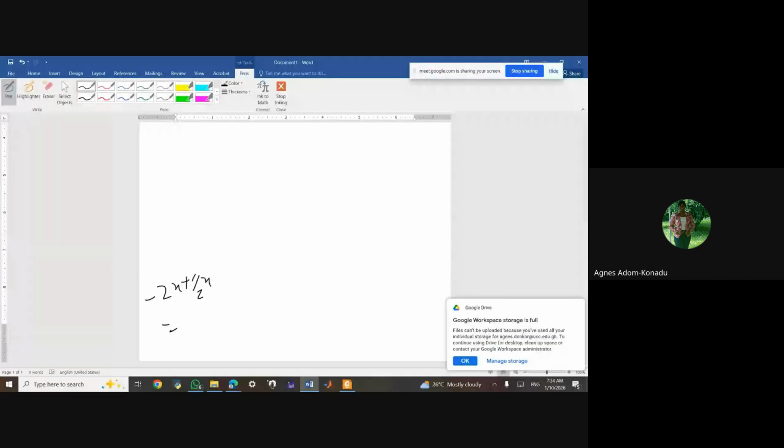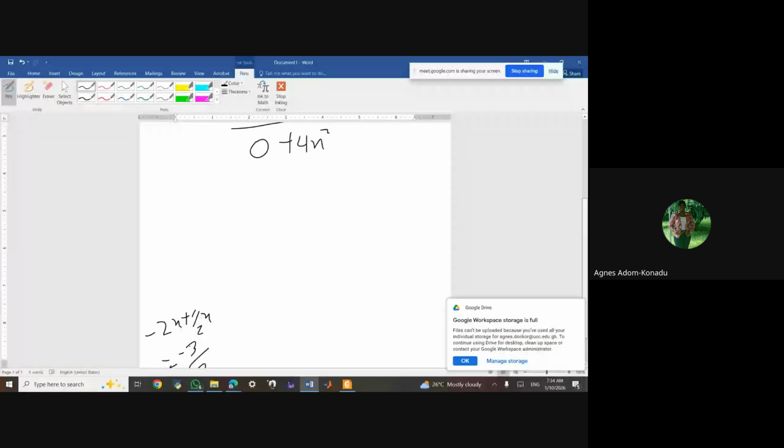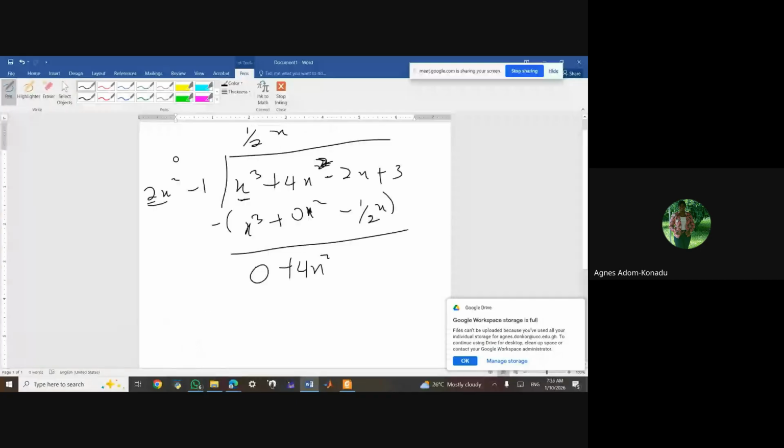What is negative 2S plus half S? Negative 3S over 2, which is negative 1.5, the same as the improper fraction negative 3 on 2. Okay, so we'll go here, then we'll have negative 3 on 2S.